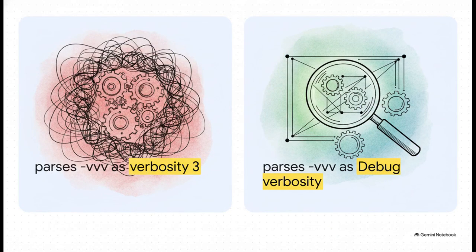And the best part? This readability isn't just for the main code. It cascades perfectly into your automated tests. Look at the test output strings here. The old string reads, "parses VVV as verbosity 3." The new one reads, "parses VVV as debug verbosity." A developer reading a failing test doesn't have to do mental gymnastics anymore to remember what verbosity 3 stands for. The test tells them immediately, in plain English.